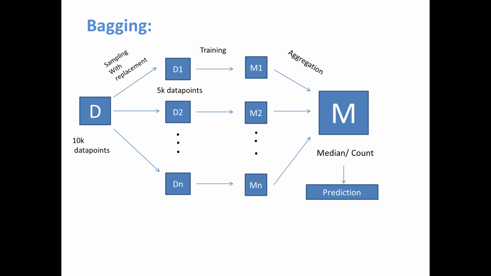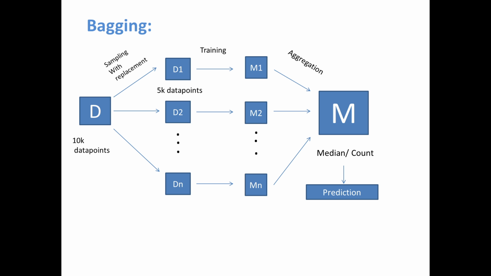Now let's see what is bagging. Suppose we have a dataset D and we sample out a few subsets named D1, D2 till Dn, and we train a model on top of each of these datasets named M1, M2 till Mn, and we aggregate the results of all these models into a meta model, capital M.